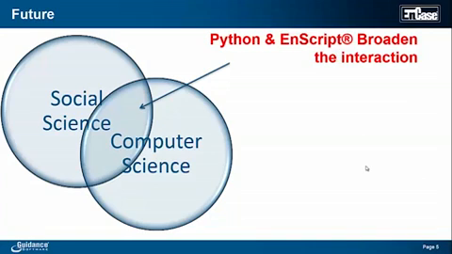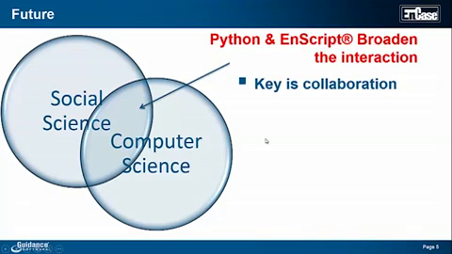I think we can all see a distinct advantage to strengthening the connection between the social and computer science side of things. And I think Python and EnScript can help broaden that interaction. The key to this process is collaboration between both sides to make sure that we are actually communicating. I think we also want to create an on-ramp for investigators and examiners who are facing the challenges that they have to participate, so that we can actually develop new solutions as the situations arise.